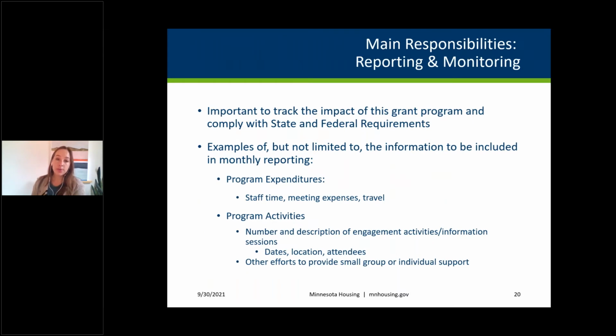Again, another critical piece: state and federal requirements mean that there are certain reporting and monitoring responsibilities of what we need to monitor for grantees, and then what grantees need to make sure that they have available to report to us. So I've listed a few examples of things to consider. Again, this is listed in the application, but we encourage you to do a good estimate of what the time might be needed so that you're able to include that in the budget.